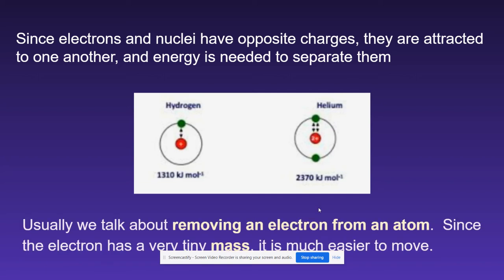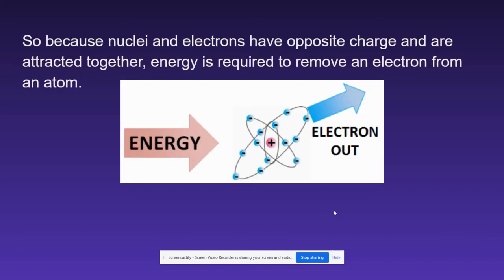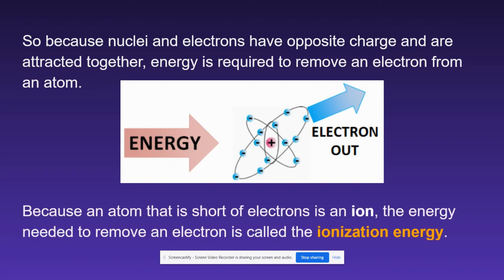Usually we talk about removing an electron from an atom. Since the electron has very tiny mass, it is much easier to move. So because nuclei and electrons have opposite charge and are attracted together, energy is required to remove an electron from an atom. Because an atom that is short of electrons is an ion, the energy needed to remove an electron is called the ionization energy.